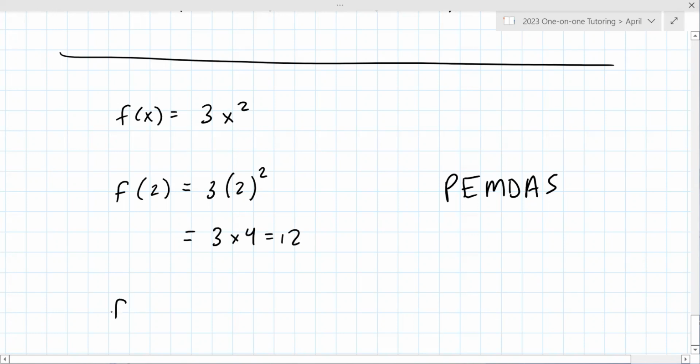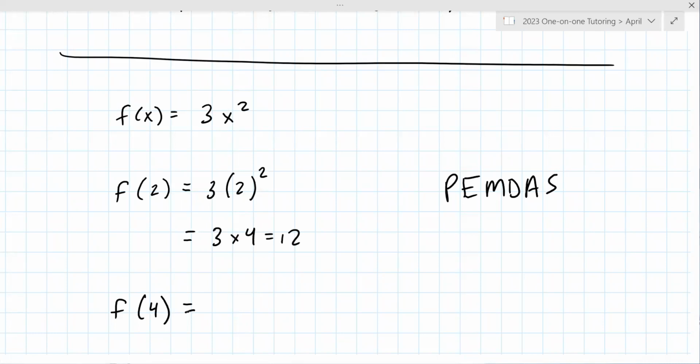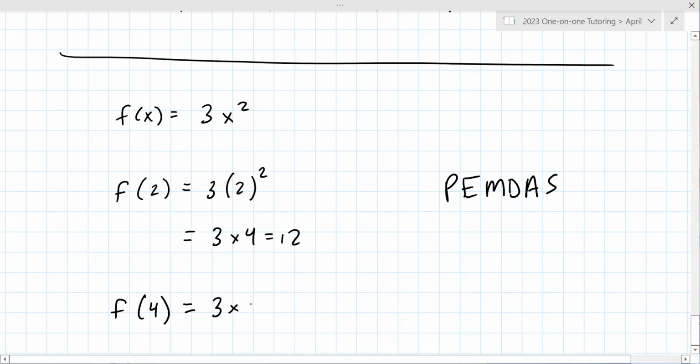Good. Now can you find f of 4 for me, please? F of 4. Okay. 3 times 16. 16, 36, 52. Yeah. So you said the right thing. It is 3 times 16. Then you gave me a number that is not correct.